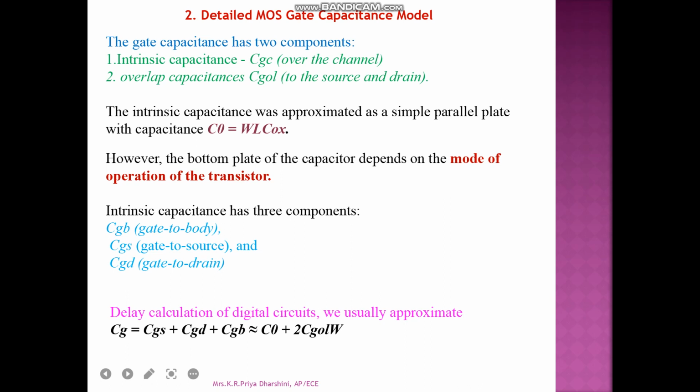However, the bottom plate of the capacitor depends on the mode of operation of the transistor. That is, the intrinsic capacitor has three components: gate to body capacitance, gate to source capacitance, and gate to drain capacitance. And delay calculation can be done with the equation Cg equal to Cgs plus Cgd plus Cgb, that is gate to source plus gate to drain plus gate to body capacitance, which is approximately equal to C naught plus 2 Cg naught L into W.